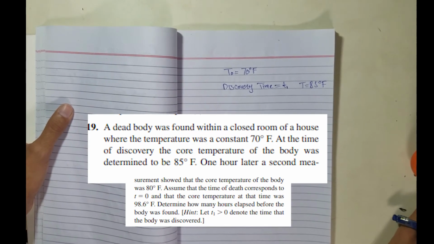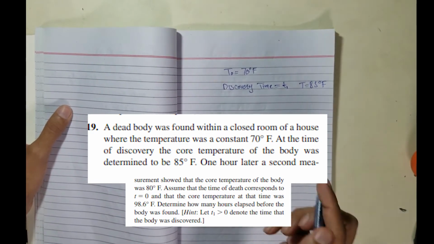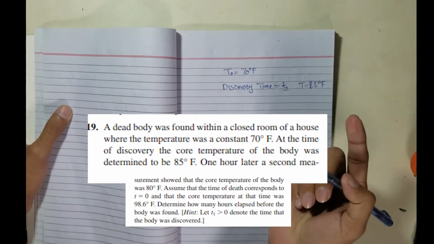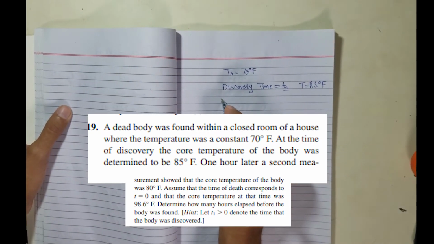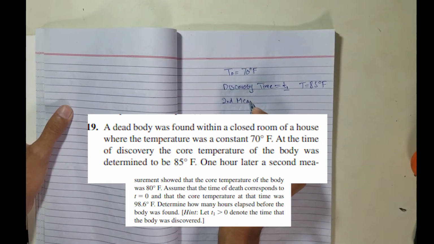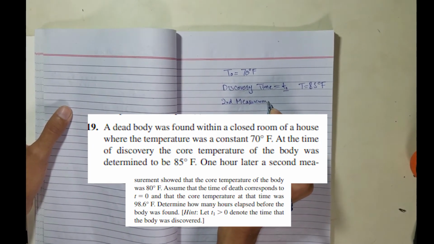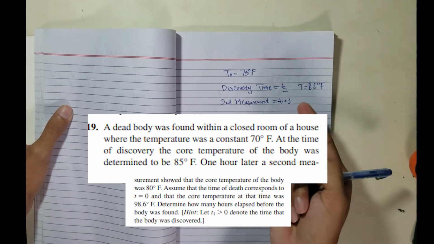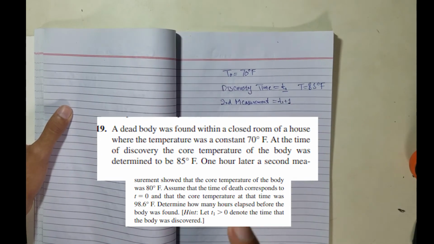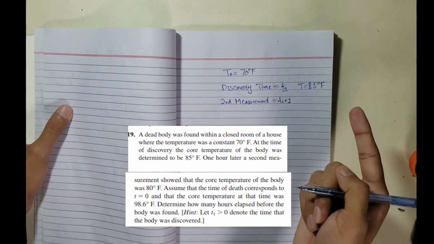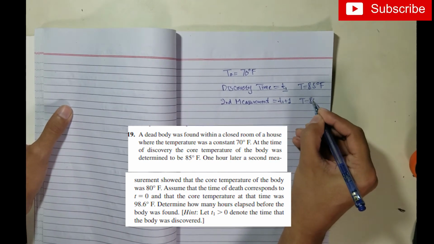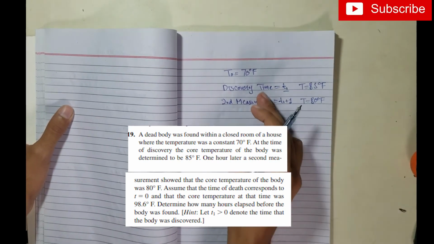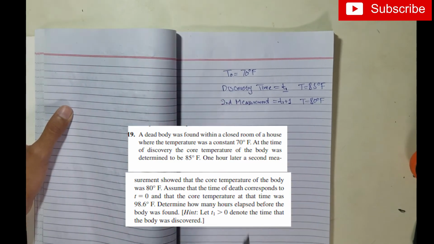So here is the trick part. 1 hour later, second measurement shows that we take first measurement at T1. So our second measurement will be at T1 plus 1 hour, because we discovered the body at T1, and after 1 hour we take another value, and the value is 80 degree Fahrenheit. Yeah, this is the trick in this question.